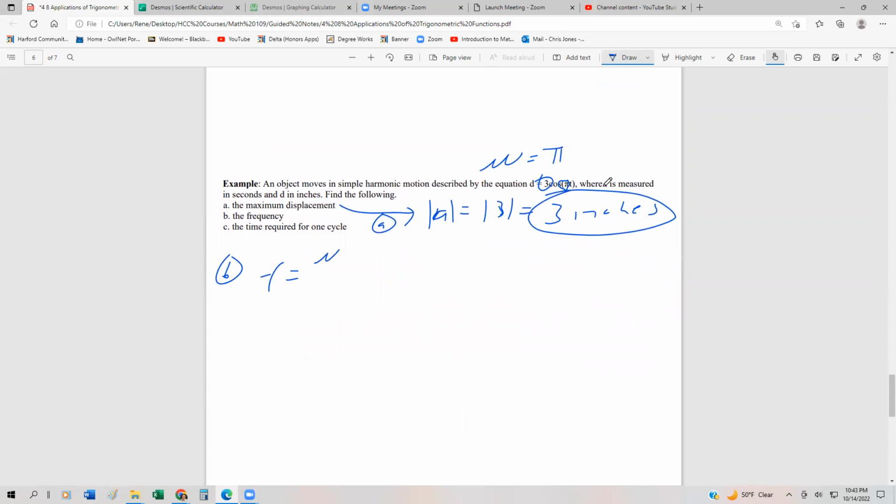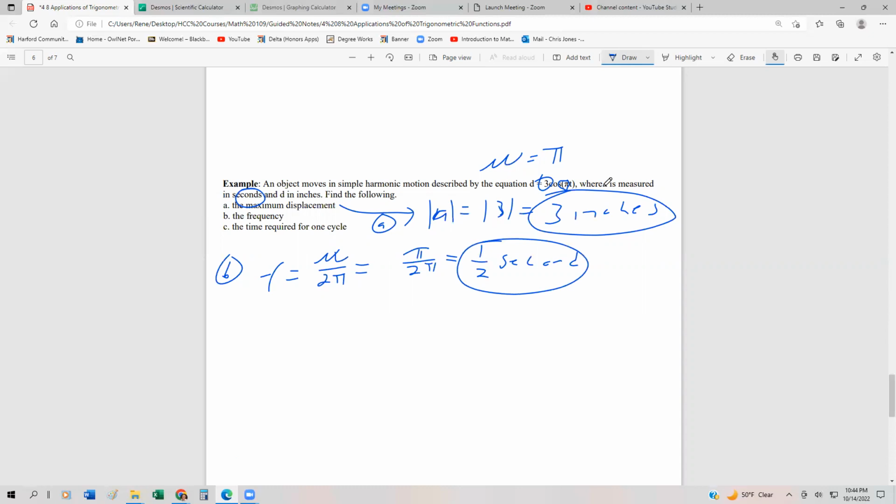And since frequency is omega over 2 pi, that's going to mean that our frequency is going to be pi over 2 pi, which is equal to 1/2. And that's going to be in, it doesn't necessarily say in seconds. There it is. So 1/2 second is going to be the frequency.